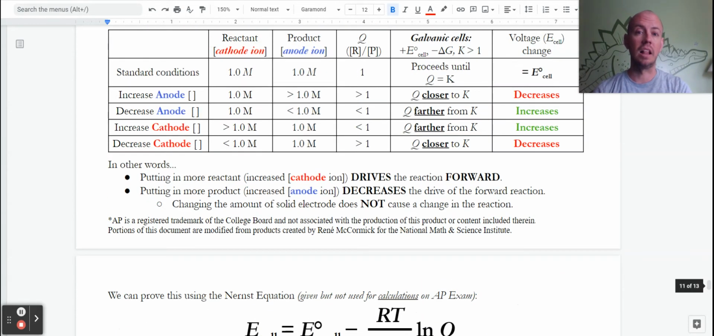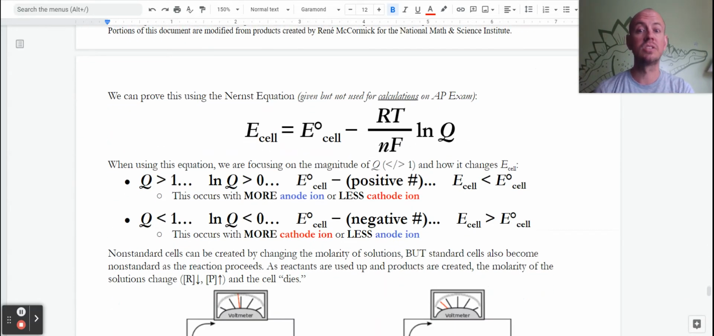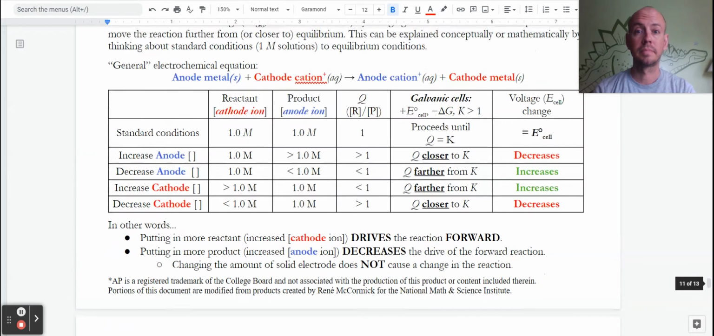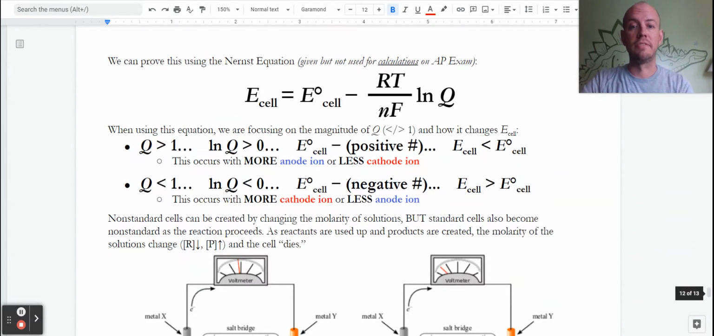And that's why I had this column right here. But if we're really just thinking about it as products over reactants, we can do the math on this. The natural log of a number that I'm making even bigger makes a positive number. So that means I take my cell potential and I subtract some away. It lowers my voltage. So if I put in less reactant, or if I add in more product, if I put in more of this or I lower this, the reaction can't go as fast or as favorably.